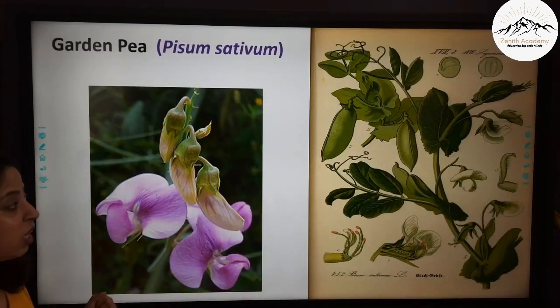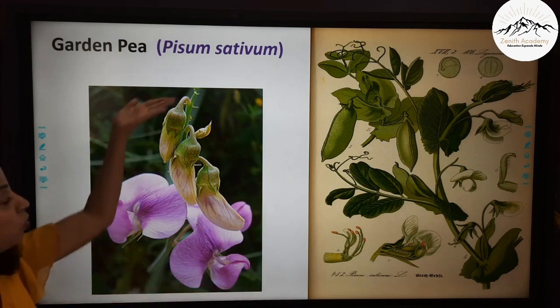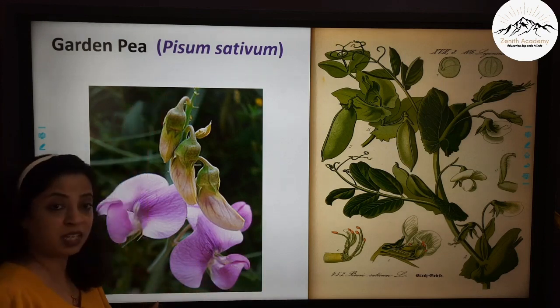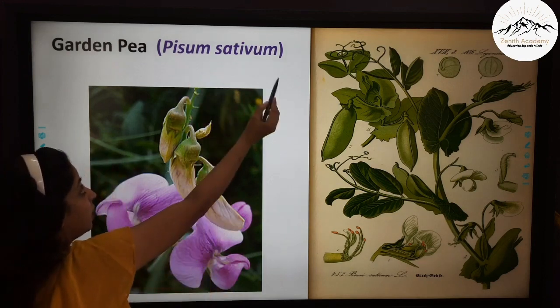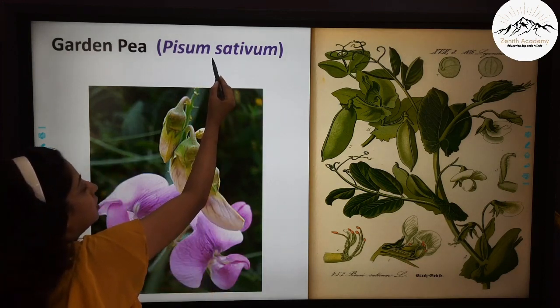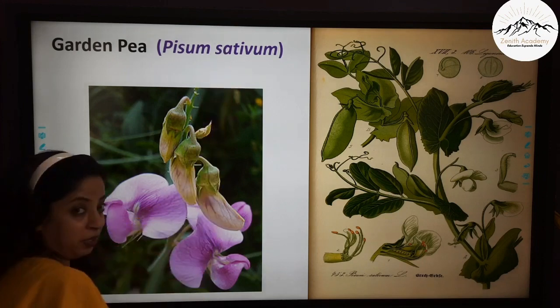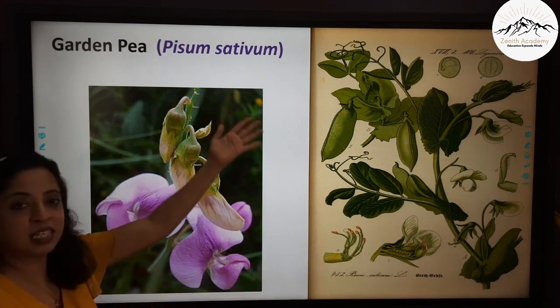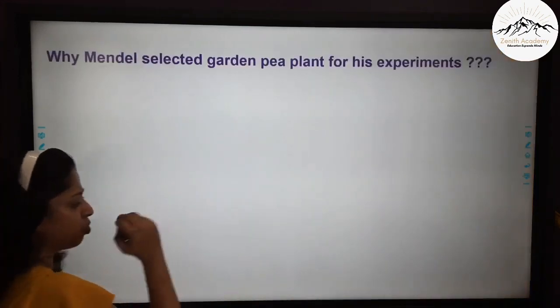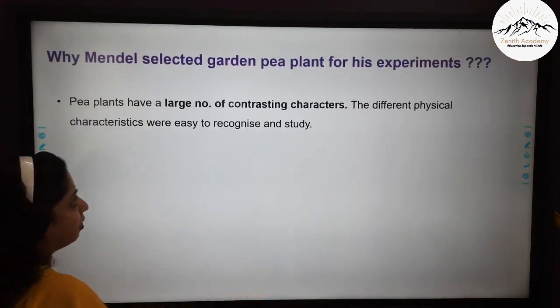Now, he conducted the experiments on garden pea, as I told you, whose scientific name is Pisum sativum. Students, you should always remember that when you are writing the scientific name, the second name should be in small letters. So don't write S capital. So he conducted the study on Pisum sativum. Now, why did he choose Pisum sativum only? He selected it for a particular reason.